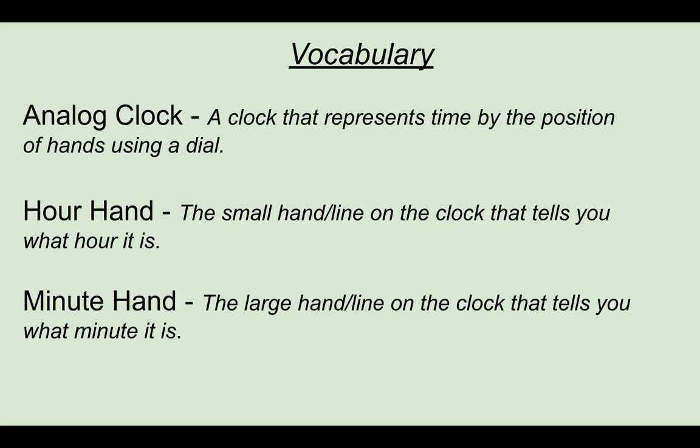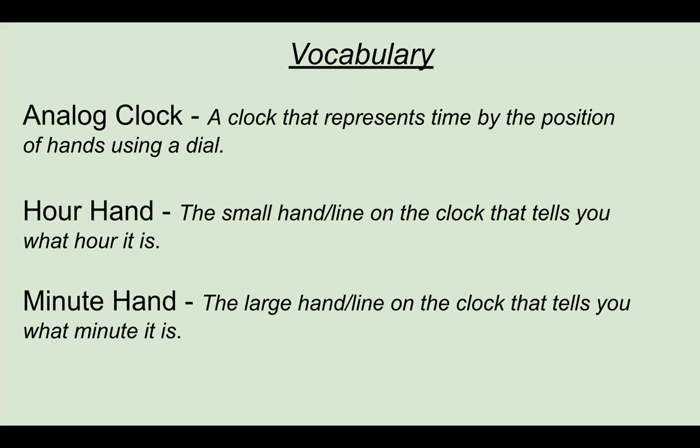An analog clock is a clock that represents time by the position of hands using a dial. We have analog clocks in our classroom, and those have the hour hand and the minute hand, and it rotates around to help us tell the time.